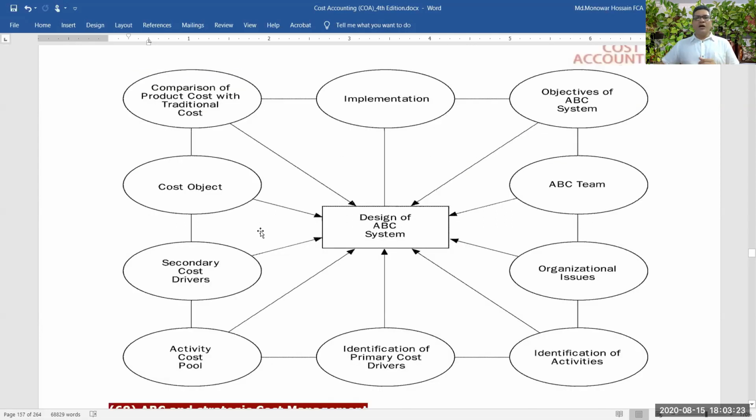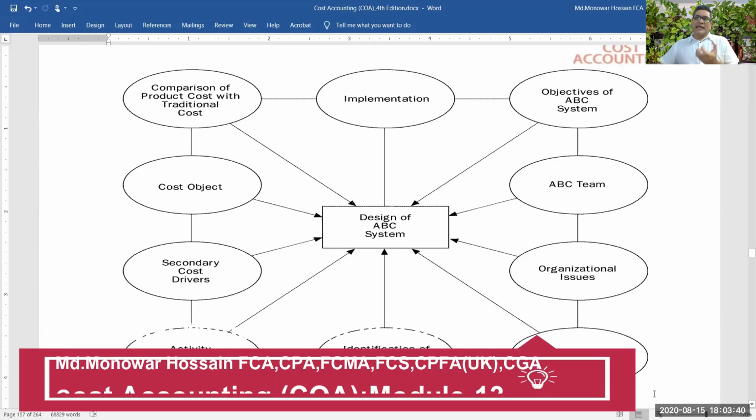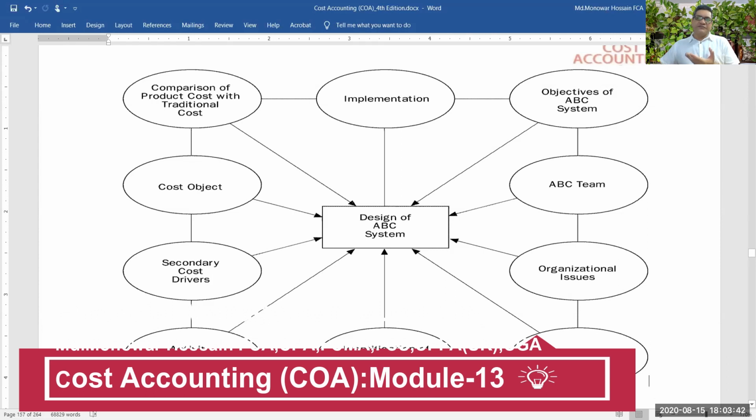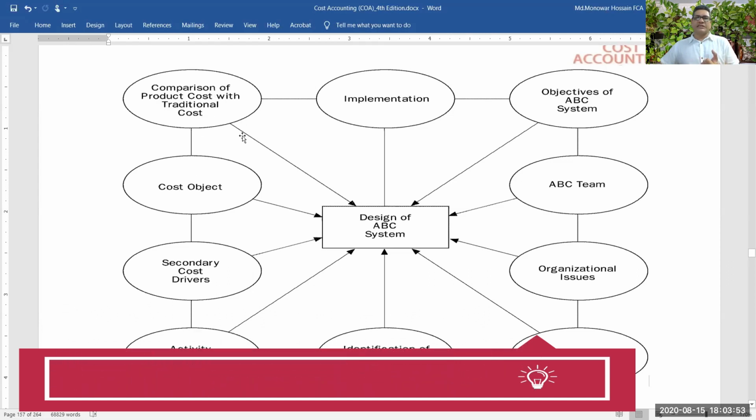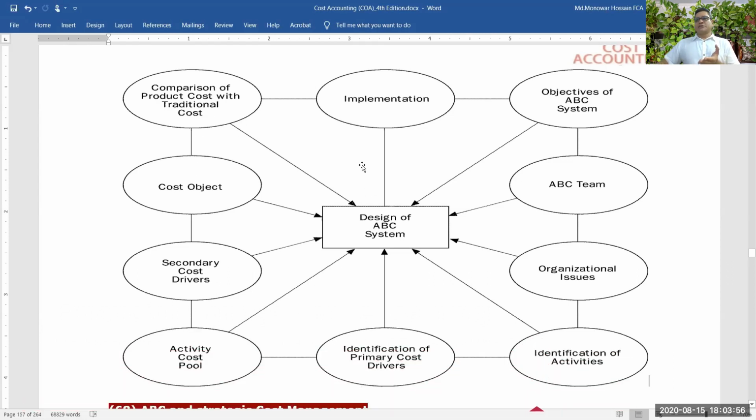So, the design of an ABC system. If we want to design an ABC system within an organization, what do we have to do? The objective is the ABC system: the ABC team requires the activity costing team and organizational issues, then identification of the activities and identification of the primary cost drivers and activity cost pools, then taking the secondary cost drivers and cost objects, comparing the product cost with the traditional costing, and also implementing it within the organization. This is the design of an ABC system within an organization.